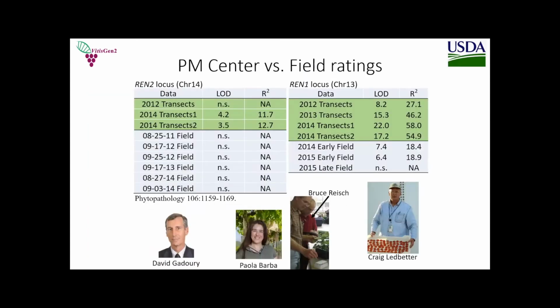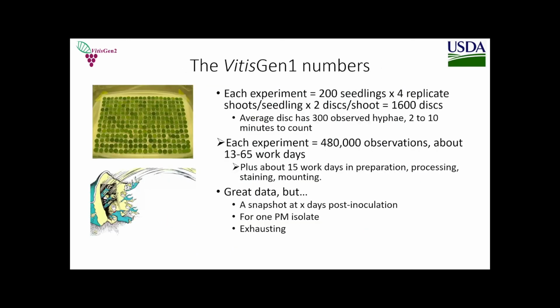So this is just a couple of examples for 2 well-known genetic loci in grapevine. RIN2 on chromosome 14, I showed before, 6 times in the field, we couldn't detect it. In 2 out of 3 experiments we ran in the laboratory with this approach, we detected this locus. RIN1 is a stronger locus, you can detect it in the field, but you can see based on the R² values, we can explain more of the phenotypic variance for this trait in the laboratory, more than half of the phenotypic variance, in fact. So we're much more confident about the loci we're detecting. But it is a numbers game.